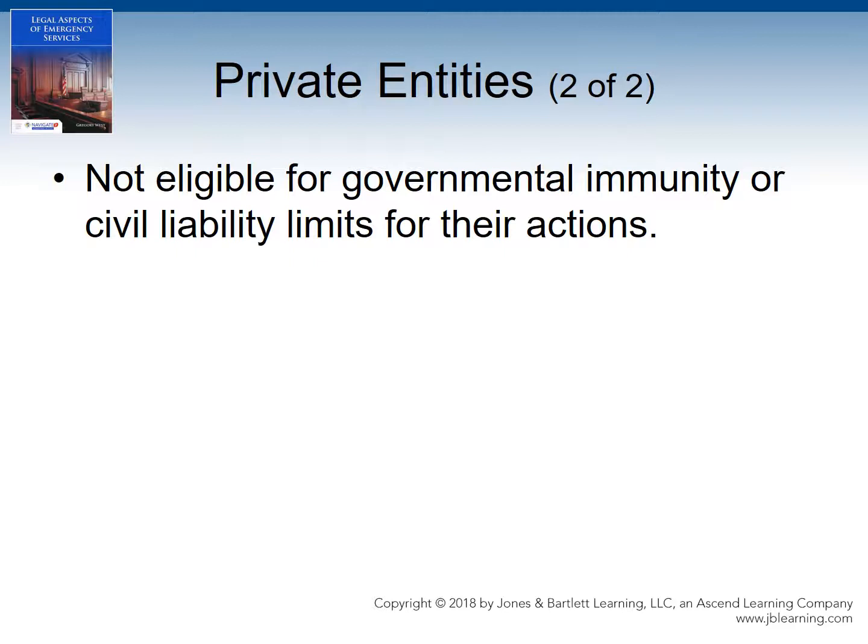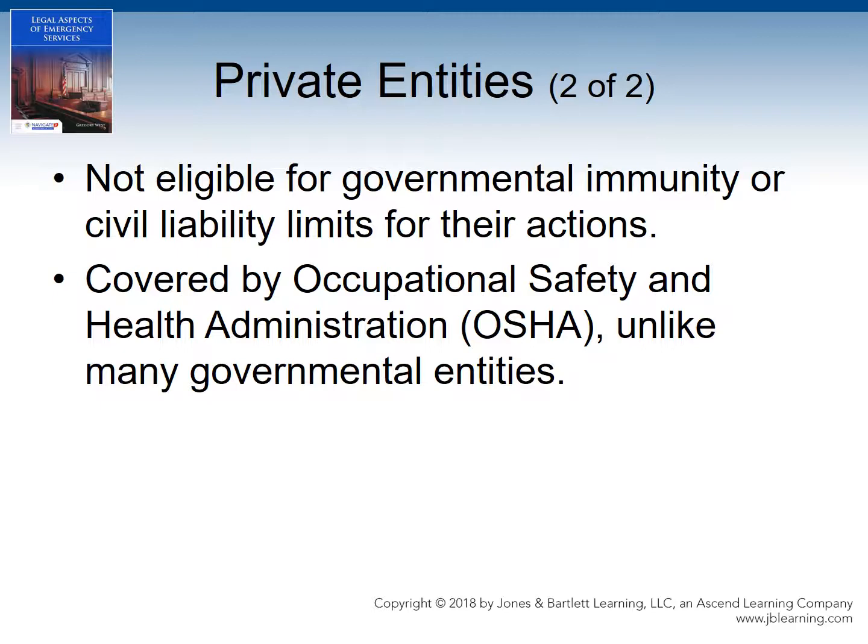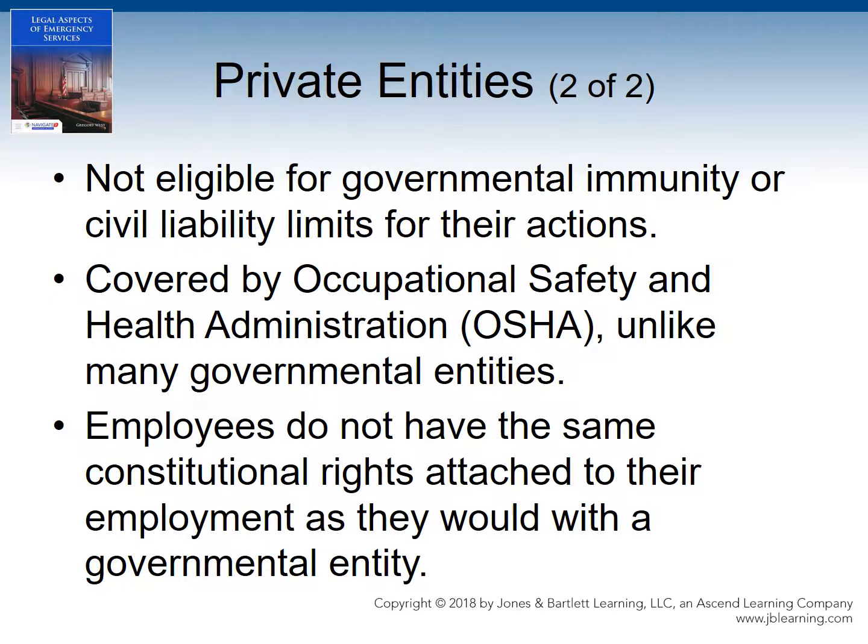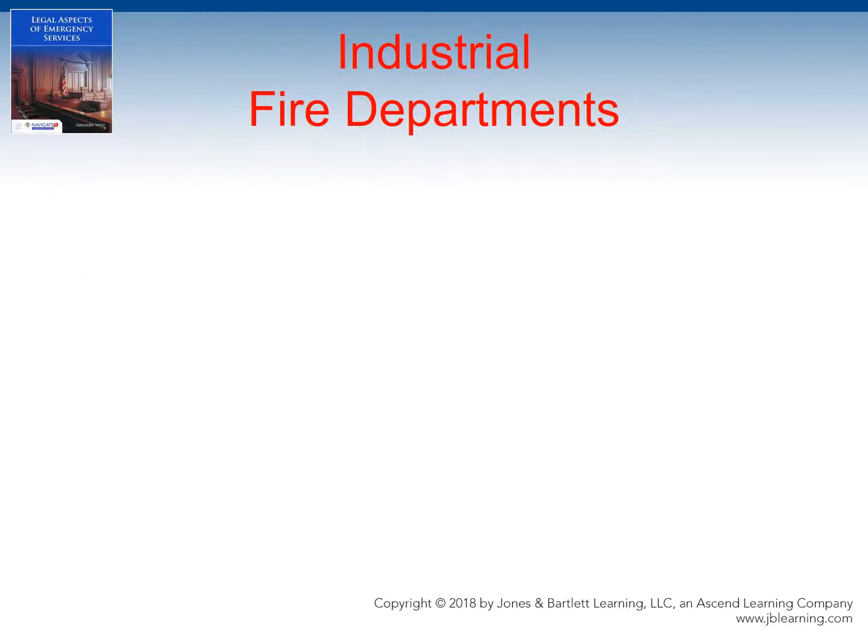Another important difference between private and governmental entities is the applicability of OSHA laws. All private entities are covered under federal OSHA. Governmental entities may or may not be covered by federal OSHA depending on the state. We will discuss OSHA in greater depth in another chapter. As mentioned briefly before, employees of private entities do not enjoy the same constitutional protections related to their jobs as employees with governmental entities.